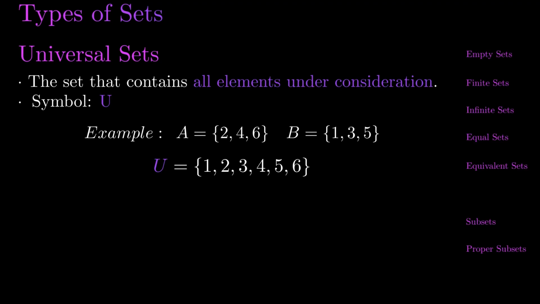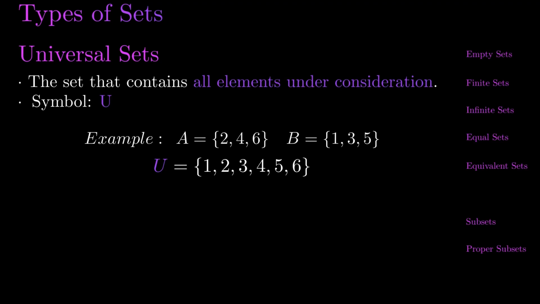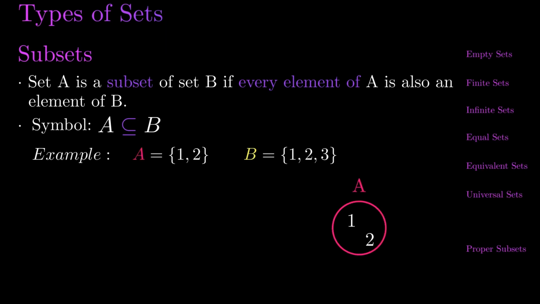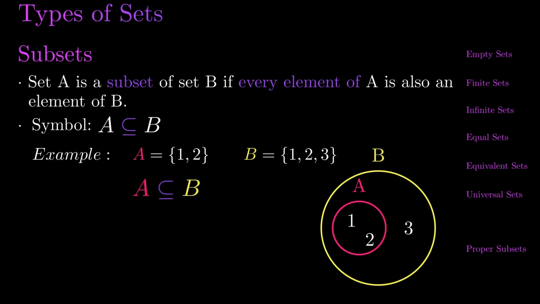And finally, a really big concept: subsets and proper subsets. A set A is a subset of set B if every element of A is also an element of B. We write it with this symbol. For example, if A equals 1, 2, and B equals 1, 2, 3, then A is a subset of B.